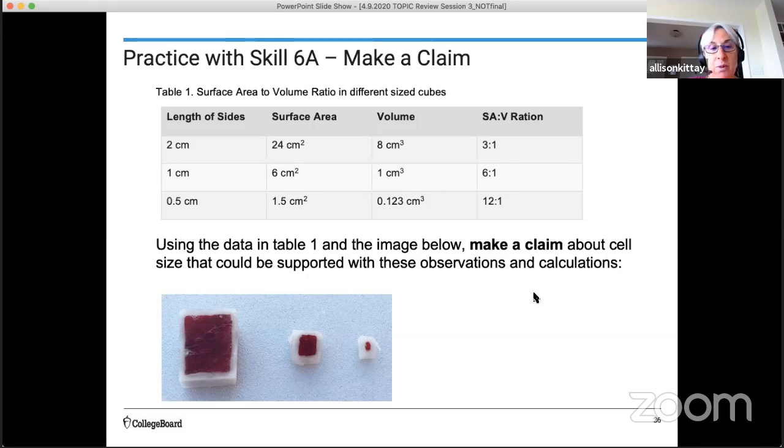And finally, we have a small one with the sides are 0.5 centimeters, giving us 1.5 centimeter squared surface area and 0.123 cubic centimeters volume, which works out to be a 12-to-1 surface area to volume ratio. You are asked, using this data and the image below, to make a claim about cell size that could be supported using these observations and calculations. All right, you got that paper? Let's make a claim. What is your claim about cell size that you could use these data to support?